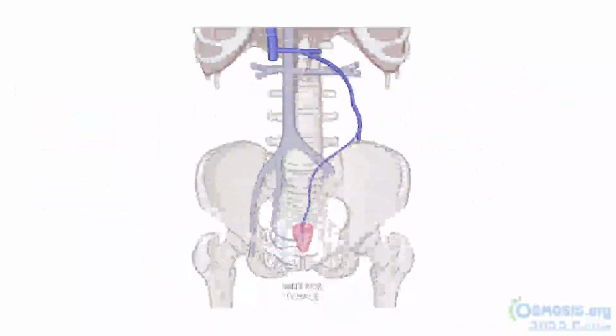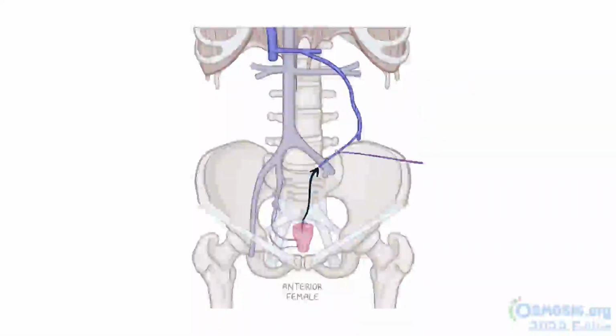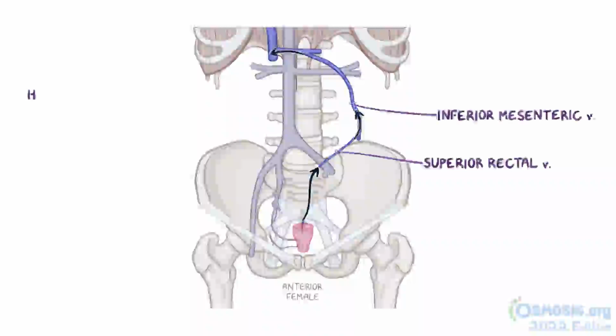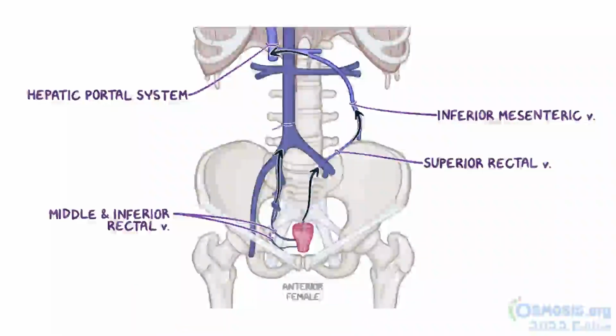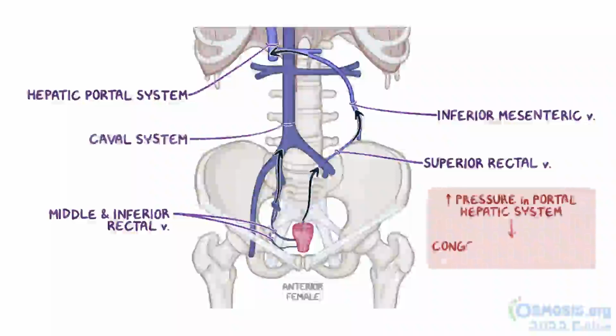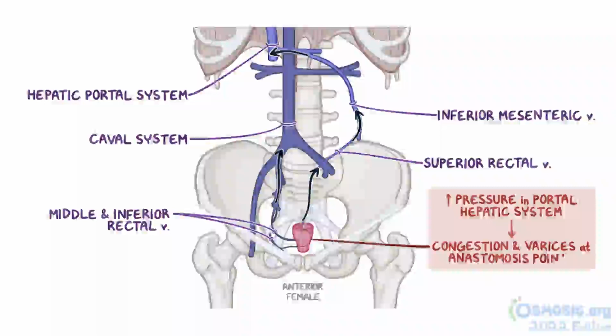Now, these venous plexuses mainly drain into the tributaries of the internal iliac veins. However, some drain into the superior rectal vein, which goes on to drain into the inferior mesenteric vein and onto the hepatic portal system. Now, because the superior rectal vein drains into the hepatic portal system, it creates what is called a portal caval anastomosis in the pelvis at its anastomosis point with the middle and inferior rectal veins, which both drain into the systemic venous system or caval system. This is clinically relevant when there's increased pressure in the portal hepatic system, leading to congestion and varices at these anastomosis points.